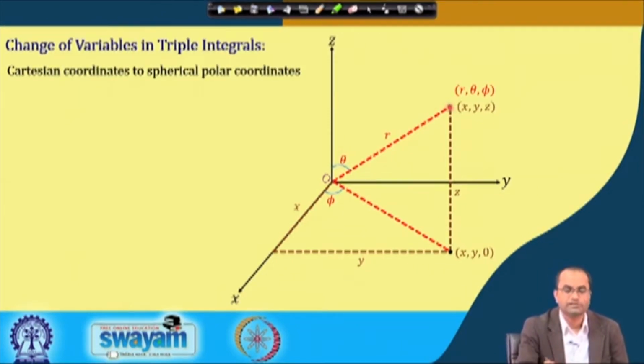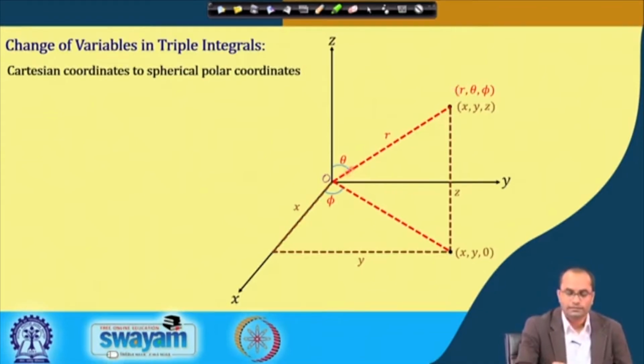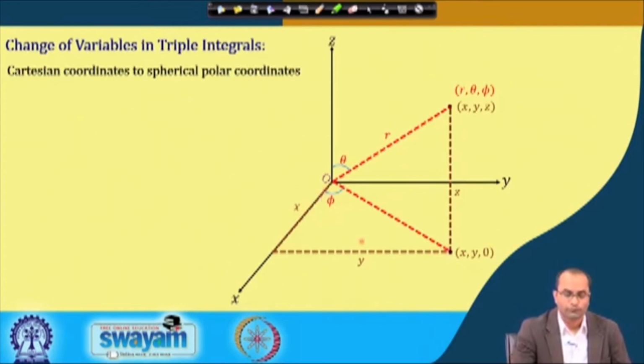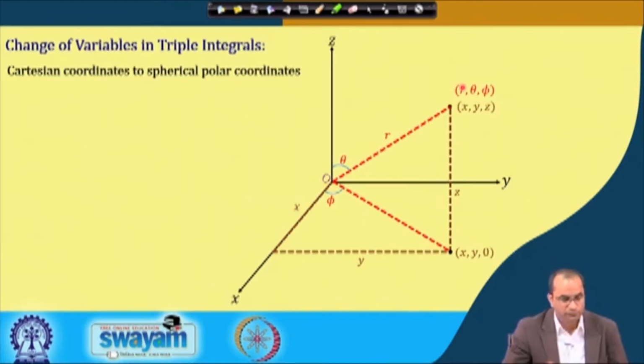So, again, to represent this point which was x y z in Cartesian coordinates, in spherical coordinates it is denoted by r, theta and phi. Now, r is the distance from the origin to this point, theta is the angle from the z axis, and phi is the angle from the x axis to the point which was the perpendicular from the given point to the x y plane. So, with this notation of the spherical polar coordinates, we will now introduce the change of variables in triple integral.